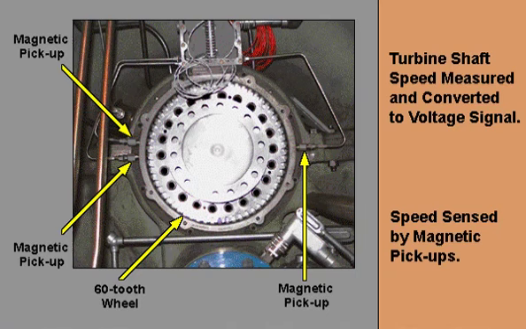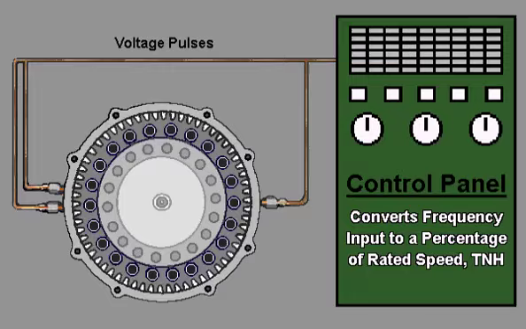Turbine shaft speed is measured and converted into a voltage signal or speed signal that is proportional to measured speed. To accomplish this, speed is sensed by magnetic pickups mounted near a 60-tooth wheel which is attached directly to the turbine shaft.